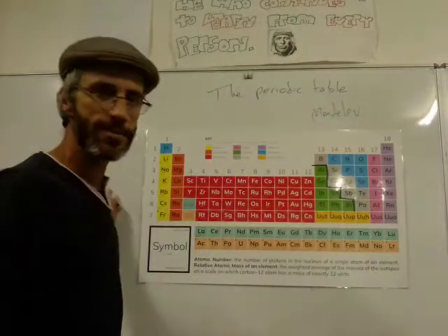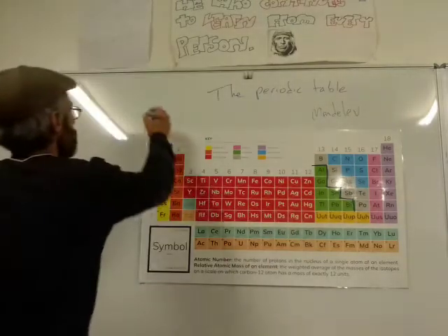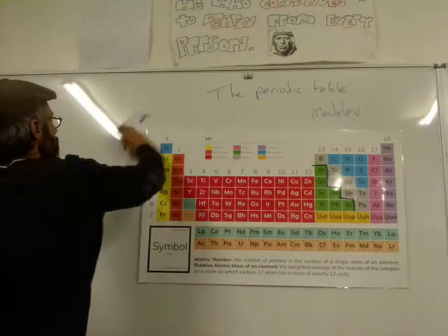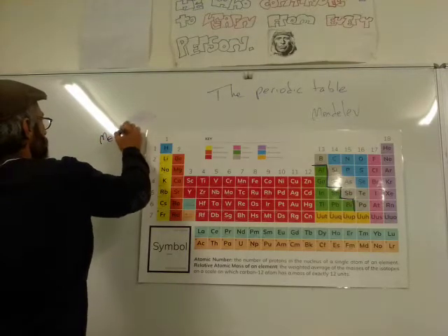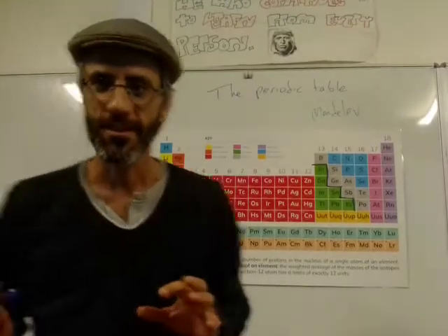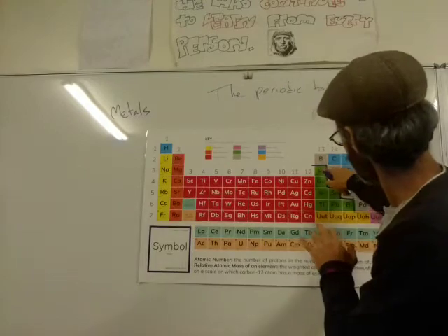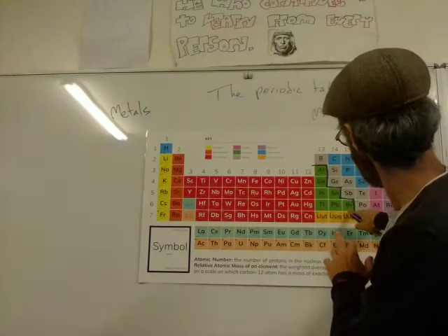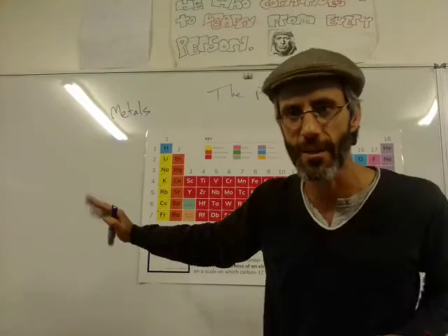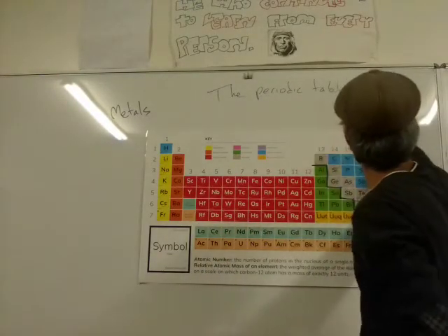Anything to the left of these green elements, including the green elements, are called metals. Just write it down here. Metals. I'm just going to pause to get rid of some light. Okay, hopefully that's a little less light now. So on the left side, from this line that has aluminium, gallium, tin, and bismuth, everything to the left is a metal. And that means that anything to the right is called non-metals.